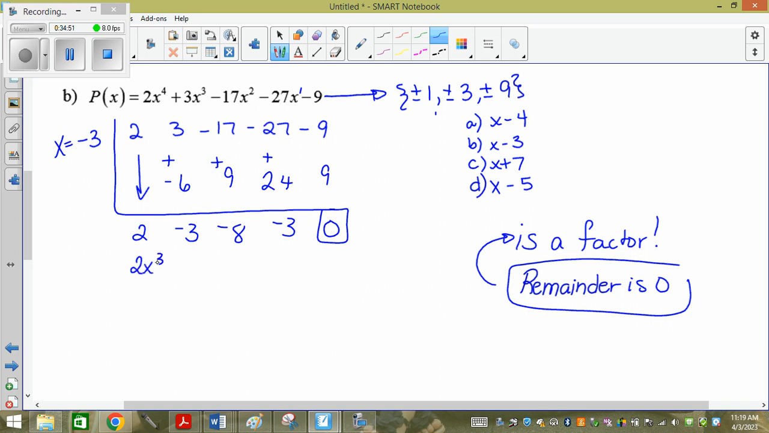And here I get 2x cubed minus 3x squared minus 8x minus 3, and then I have to factor again. What can I use?